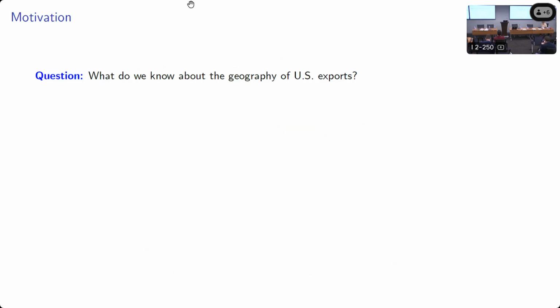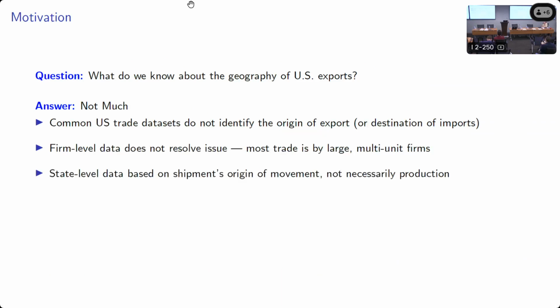So let me begin with some motivation. What do we know about the geography of US exports? You might have all seen papers that use state-level US exporting data. How accurately does that actually tell us where goods that are exported from the United States are actually produced? It turns out that if you look at microdata, the answer clearly is that we don't know very much.